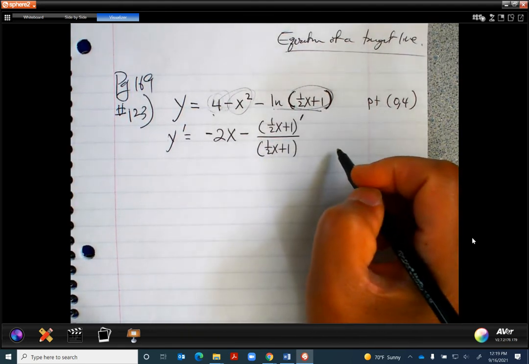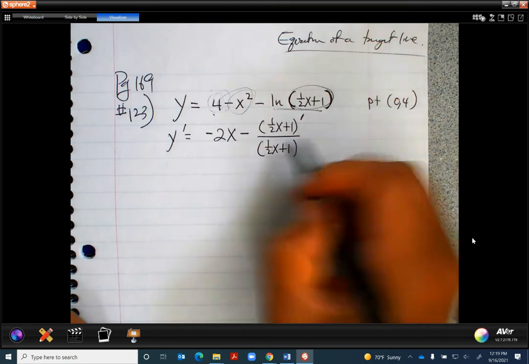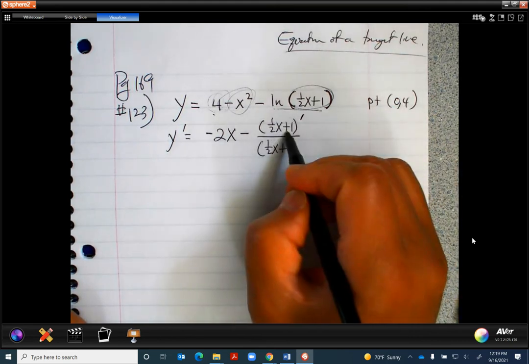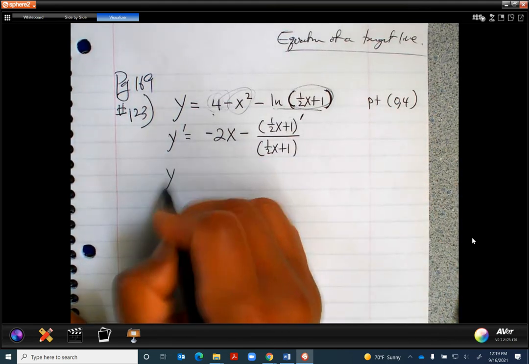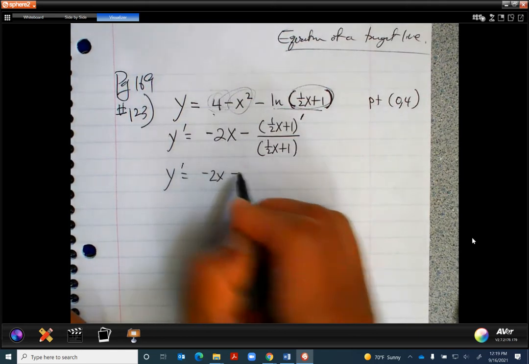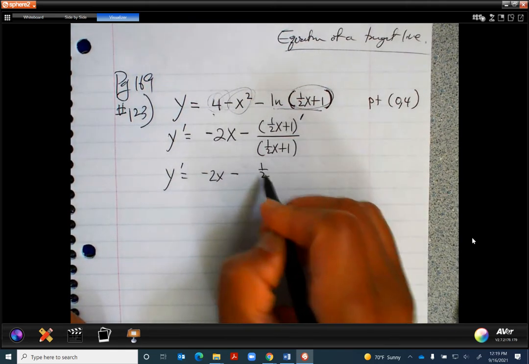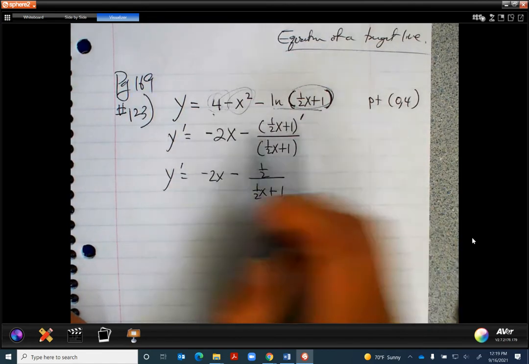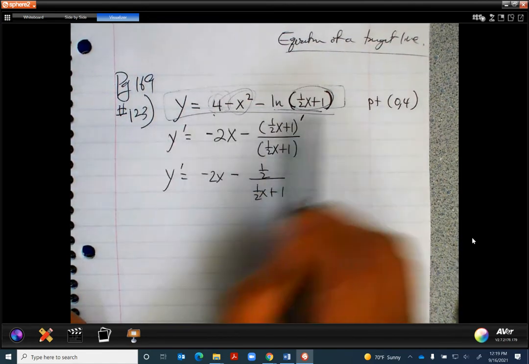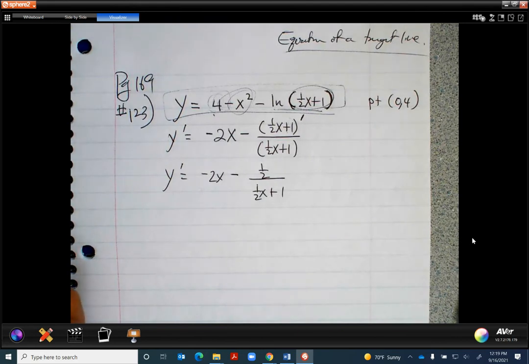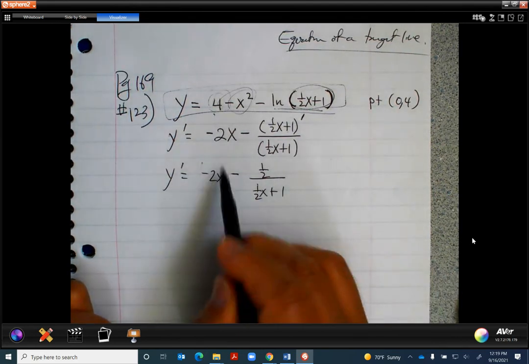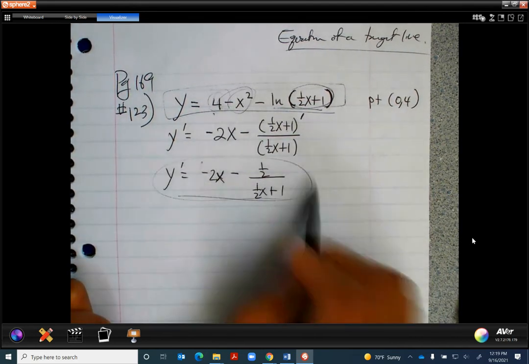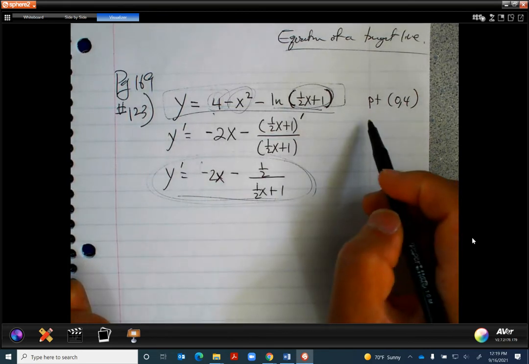All right, how many of you guys got that? What's the derivative of 1/2 x plus 1? Isn't that easy? Negative 2x minus 1/2. Isn't it just 1/2 over 1/2 x plus 1? It looked very difficult, but it turned out to be a pretty easy problem. Do you see it? Okay, now, this is your derivative. I can simplify this, but I don't think I really need to.